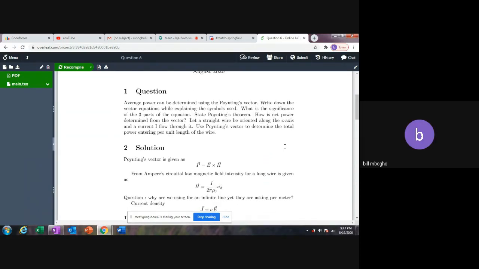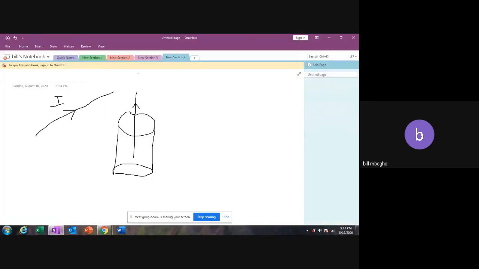So now, this one: a straight wire is oriented along the Z axis and a current I is flowing through it. Use Poynting's vector to determine the total power. Okay, so this one looks something like this. I had tried to draw it. Let me draw it better. This is our Z axis, and then we have a wire. Now, on that wire, there's a current I.